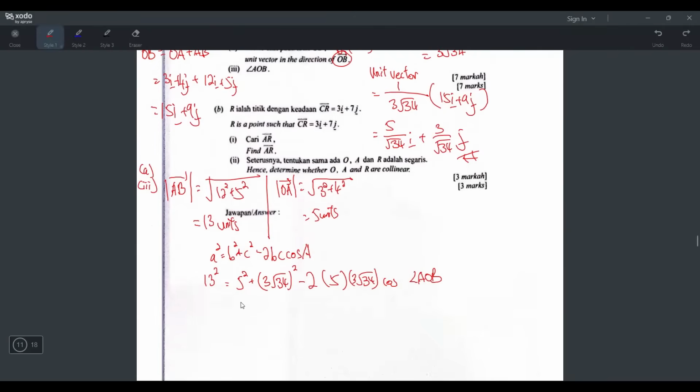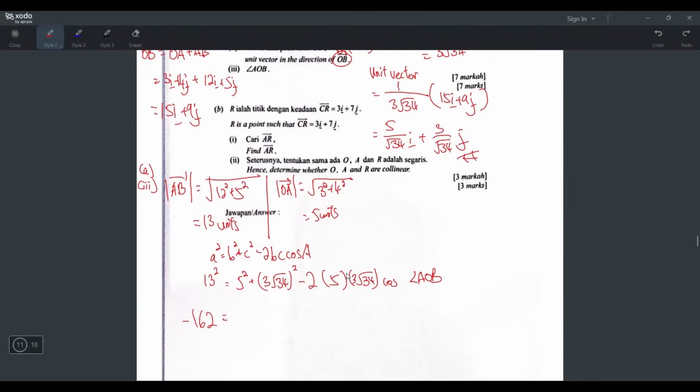All right, now we can do this. We are trying to find this. The way I teach my students is to separate it here and then move these two to the other side. So I will press 13 square minus 5 square minus 3 square root 34 square. What is 3 square root 34 square? 306. And then 5 square is just 25. So 25 plus answer, and then 13 square, which is 169, minus answer. So negative 162.